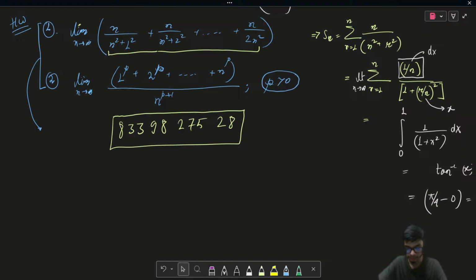Is that clear to all of you? Is this part clear to all of you? Please let me know if this part is clear or not.